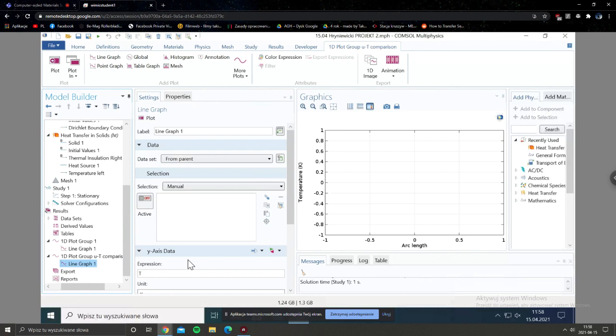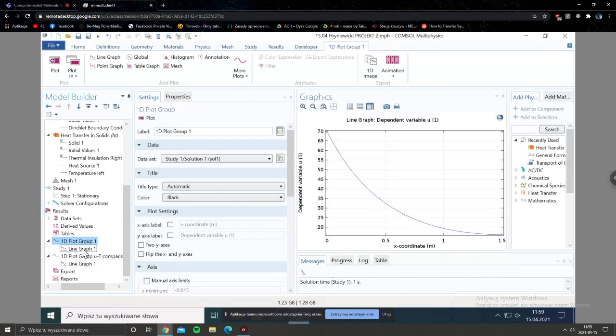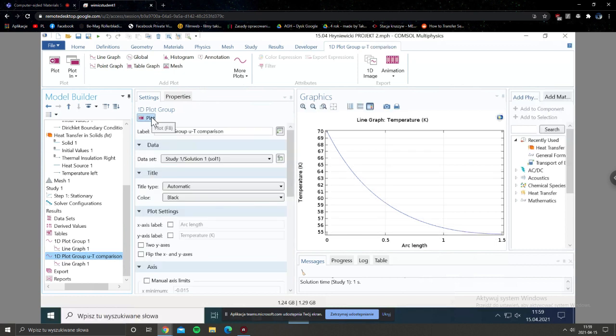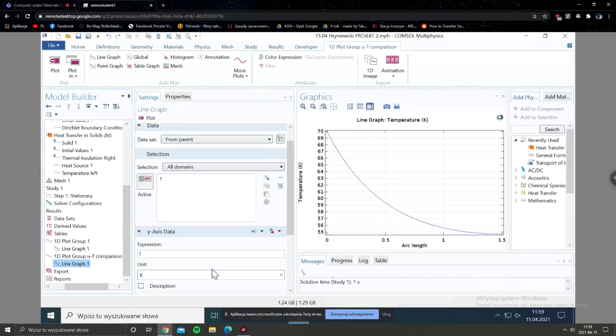Oh, there's nothing in the selection. Yes, change the selection to the domain. You're right. Right click to active. Yeah, it's okay. And now go back to 1D plot group and press plot. Now it's correct. So go below to line graph and in the expression write u minus t minus u and plot.